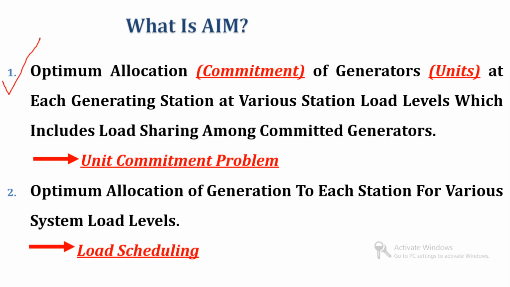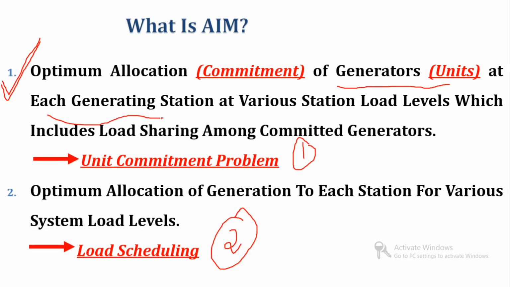Now, this economic dispatch problem is divided into two parts. The first part is known as the unit commitment problem and the second part is known as load scheduling. The first problem is the optimum allocation of generators at each generating station for various station loads, which includes the load sharing among the committed generators.